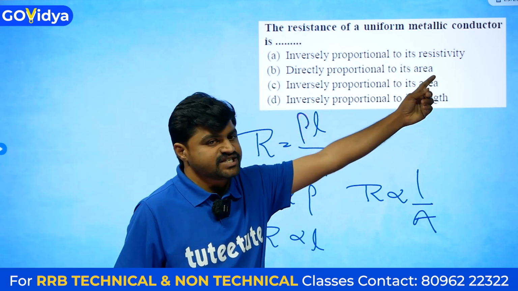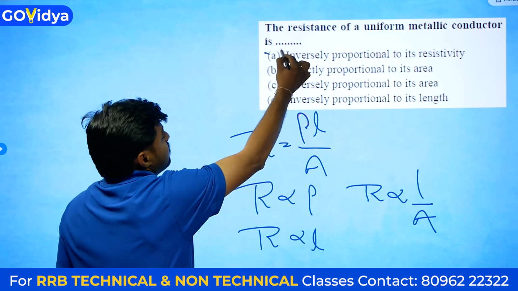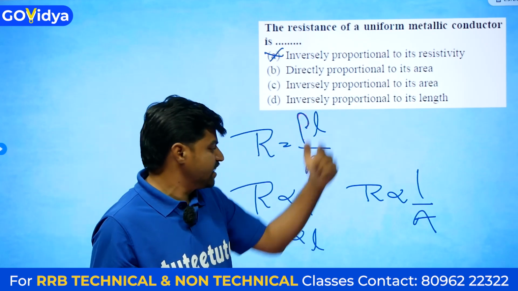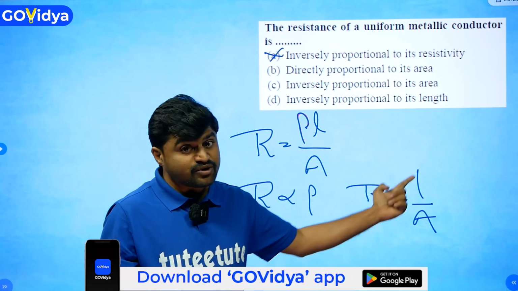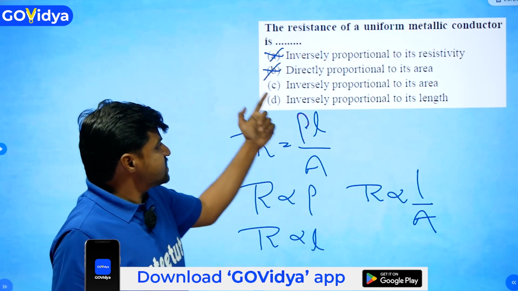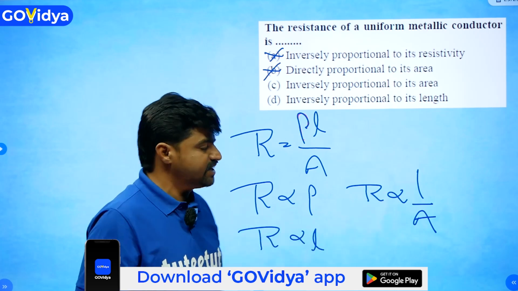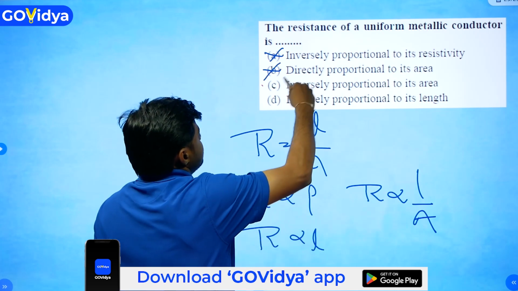Inversely proportional to its resistivity, right? It is directly proportional to its resistivity. Option A is wrong. Okay, directly proportional to its area. R is inversely proportional to its area. Option B is also wrong. Okay, resistance is inversely proportional to its area. Okay, right, R is inversely proportional to its area. Okay, option C is the correct answer.